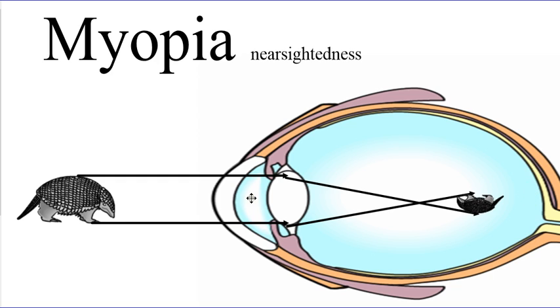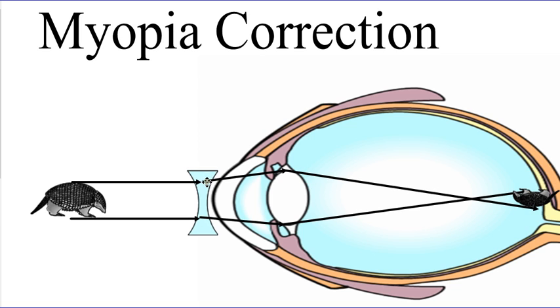In this case, the type of lens that we would need is something that can cause it to diverge a little bit so that it pushes where it focuses back onto the retina. So we would use a diverging lens in front of our eye so that it diverges a little bit before it converges with our lens, so that it can focus in the right spot onto our retina.